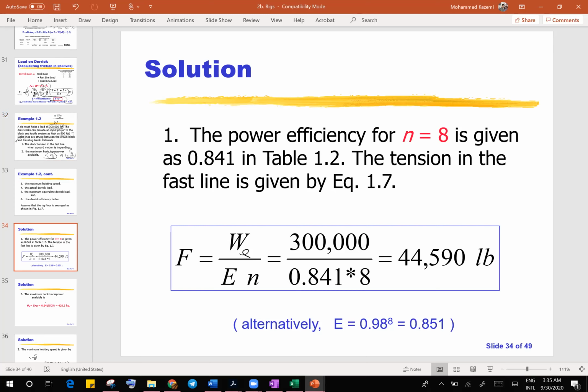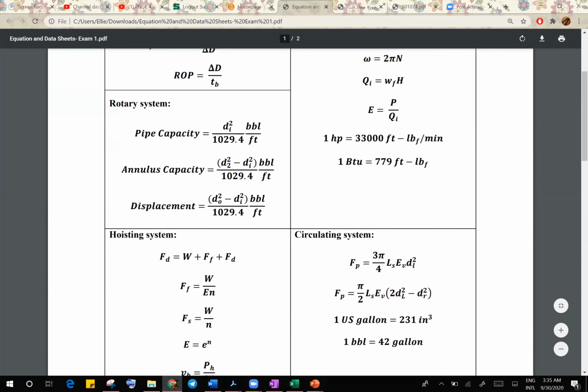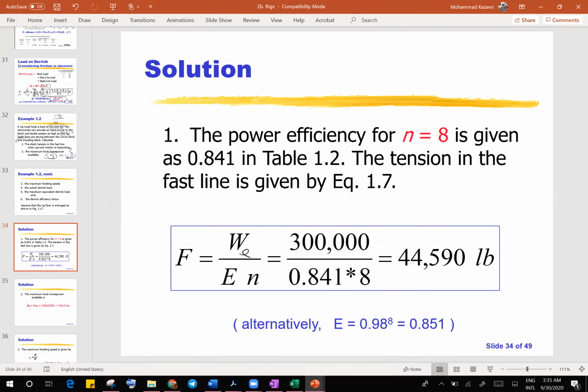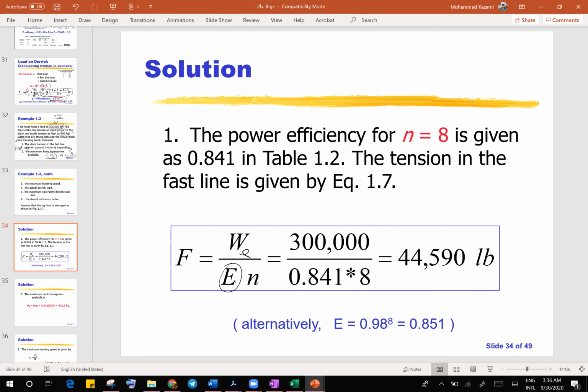You refer to your equation sheet. FF is the fast line, W over EN. So W is 300,000. Efficiency, in this case, there are 8 lines. If you calculate 0.98 to the power of 8, you would get 0.84. You should get 0.84, basically. So that efficiency is coming from there.